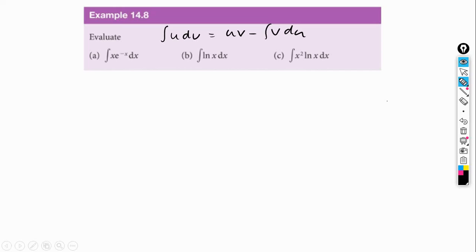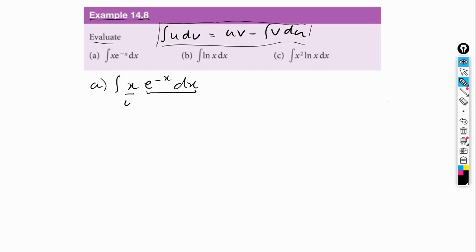Very well, so next we're going to work with example 14.8. And it says evaluate. So notice that here to the right, we have the rule for differentiation by parts. So let's start with a, which is the integral of x times e to the minus x dx. So remember that the first difficulty is choosing what's going to be u and what's going to be dv, but here it's pretty obvious because it's easier to integrate e to the minus x.